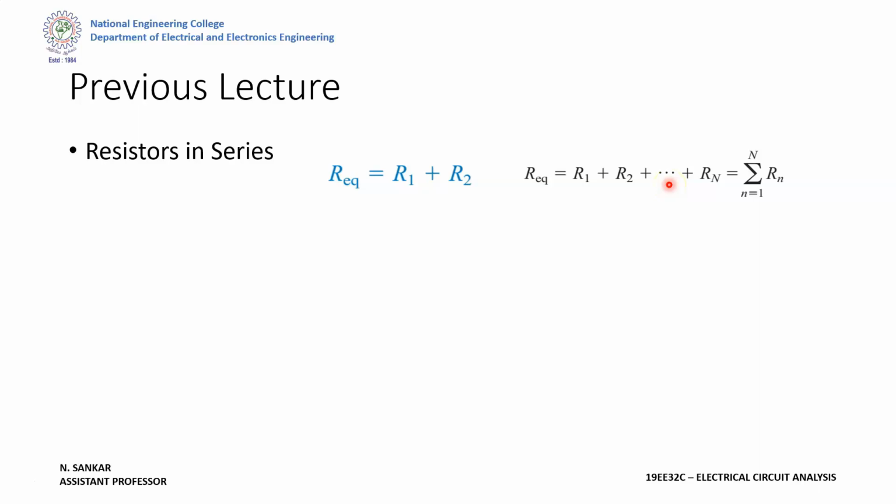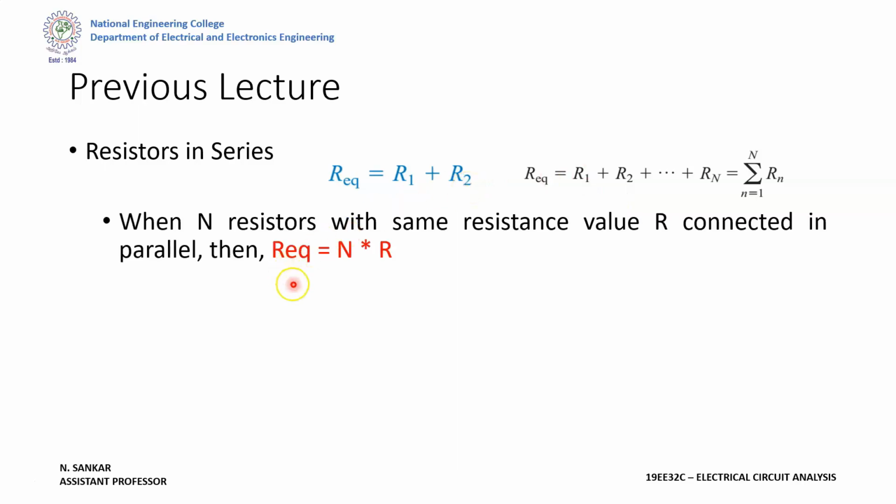If the resistor values are equal, that is R1 is equal to R2 is equal to R3 up to Rn is equal to R, then R equivalent will be equal to n times R, where n is the number of resistors connected in series and R is the resistance value.